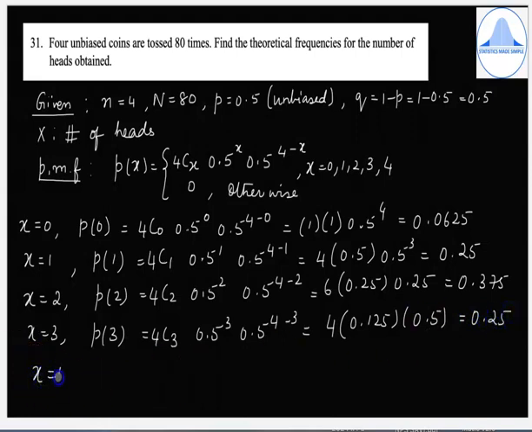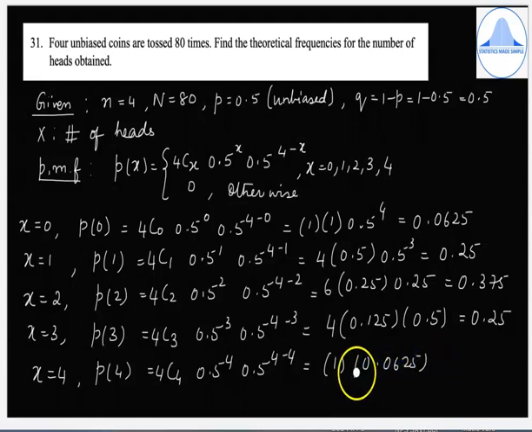And lastly, when x is equal to 4, P of 4 is equal to 4C4, 0.5 to the power 4, 0.5 to the power 4 minus 4. 4C4 is 1. Then you get 0.0625, into 0.5 to the power 0, which is 1. And so you get 0.0625. So note that whenever P is equal to 0.5, the binomial distribution is symmetric, so the probabilities at the beginning and at the end will be the same.